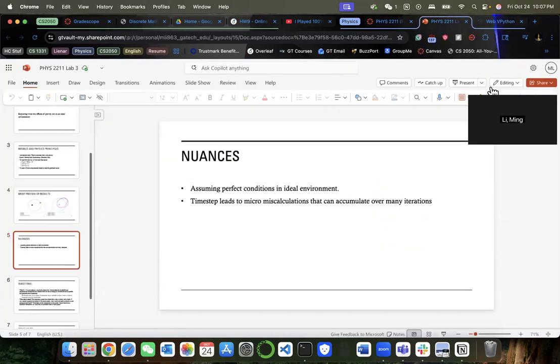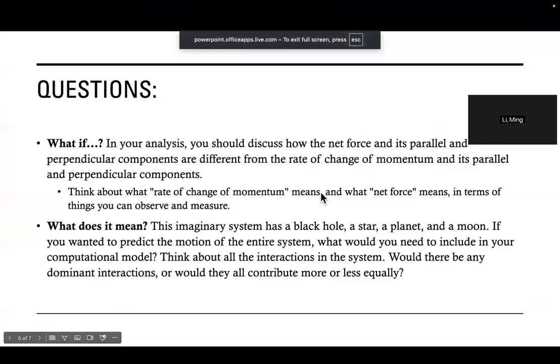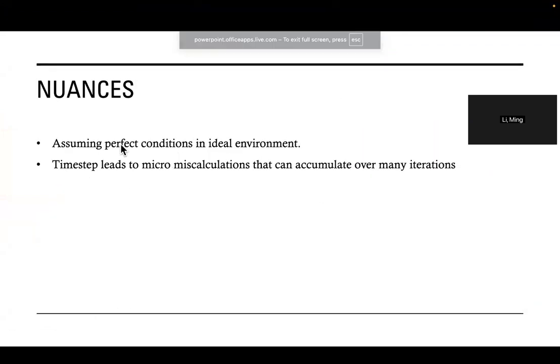All right. So the nuances: we were assuming everything's in an ideal environment. Basically, there's only two bodies in the first one, and there's only one black hole in the second one. In real life, there would be random gravities from other planets that act on it, and that might change things by minuscule amounts. And for the time step, we had to set a time step of our own. It's not infinite, so those micro miscalculations could add up over thousands and thousands of iterations, but it really didn't make a difference here.